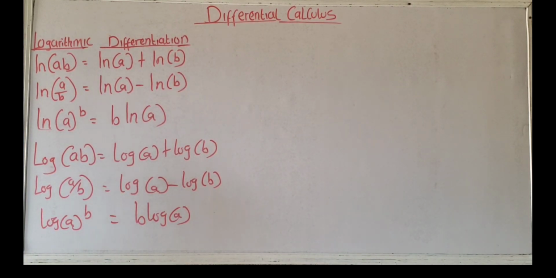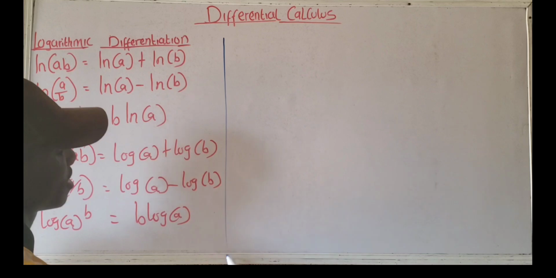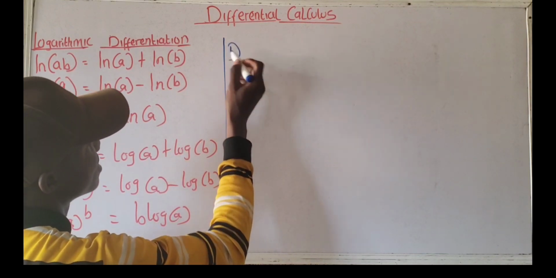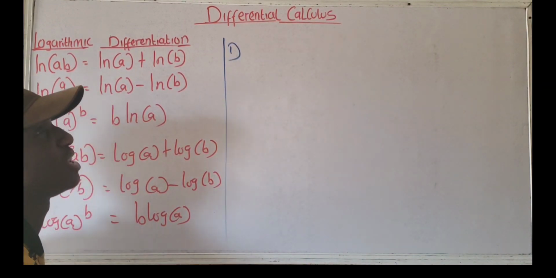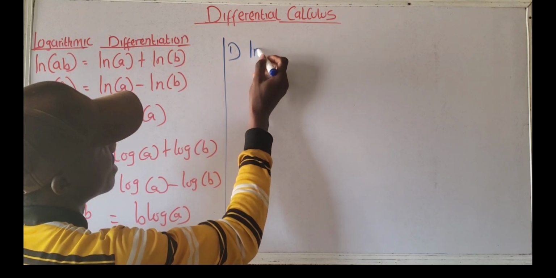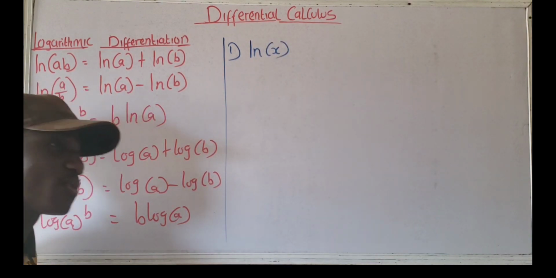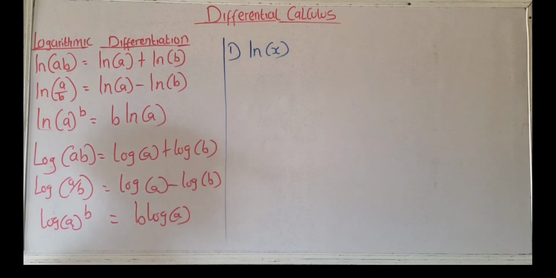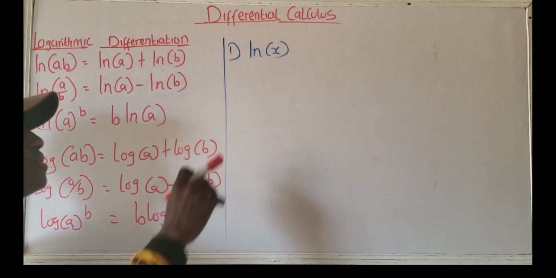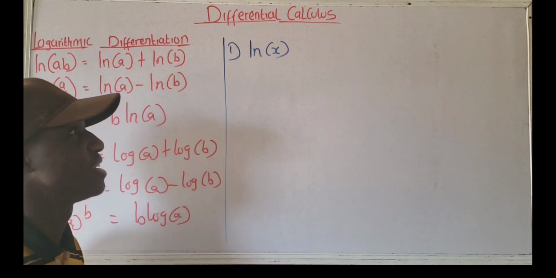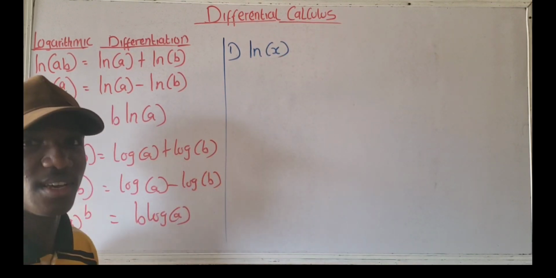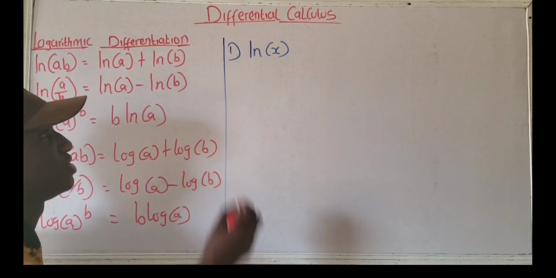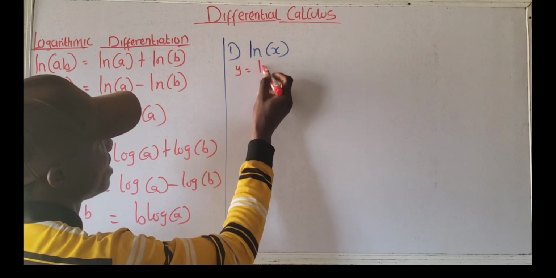Let's say, question one, you are asked to find the derivative of ln x. How do you differentiate ln x? In differentiating ln x, check the function inside the bracket. The function inside the bracket is x. Now, all you have to do is just let y equal ln x.